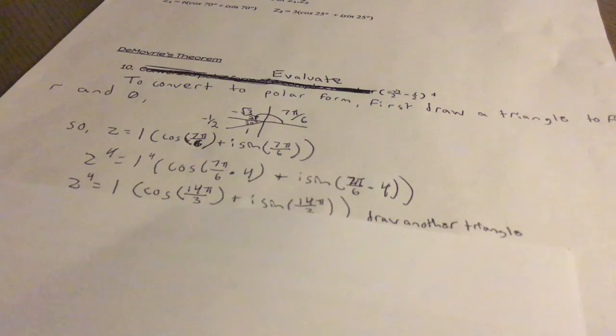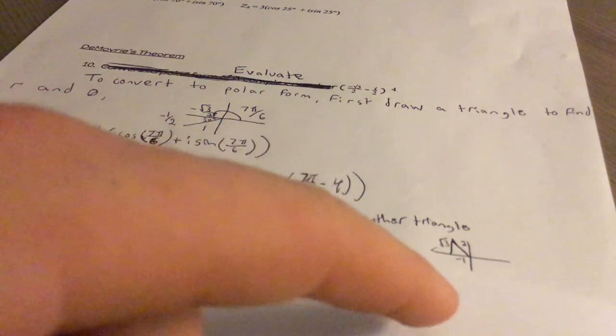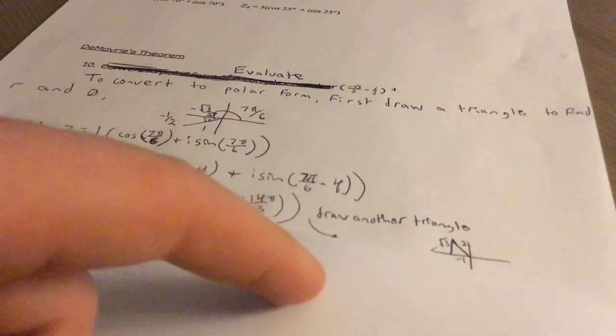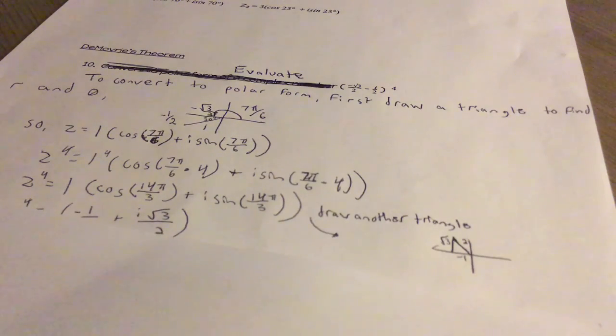To put this back into complex form, we will need to draw another triangle. Based off the given theta from here and here, we would need to go around the plane twice and then over to 2 pi over 3, where it would be root 3, 2, and negative 1. So we can tell that cosine of this is negative 1/2, and we can tell that i sine of this is root 3 over 2. So our final answer is negative 1/2 plus i root 3 over 2.